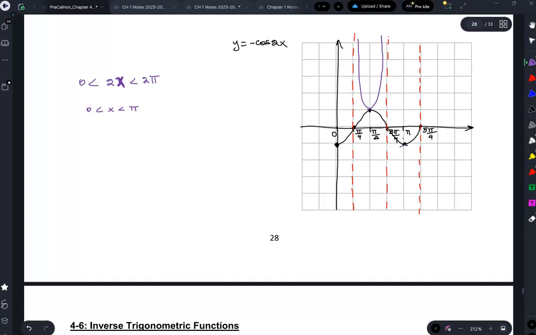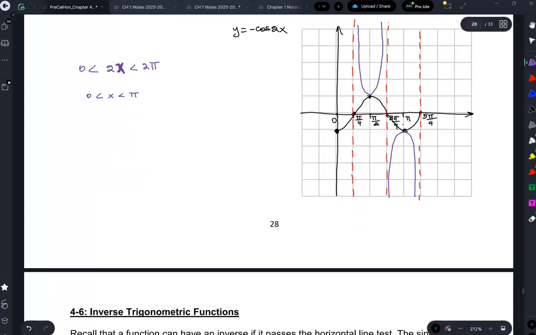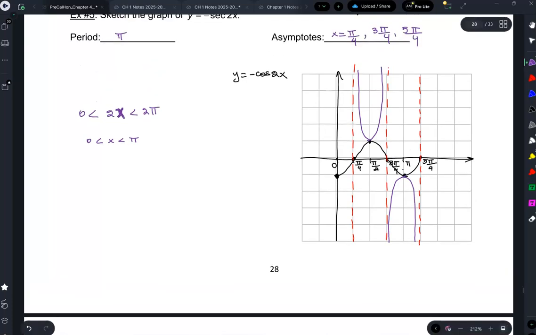Now, point, graph. Now it's a complete cycle. So pi over 4, 3 pi over 4, 5 pi over 4. Okay, why don't we summarize? Let's summarize all of this.